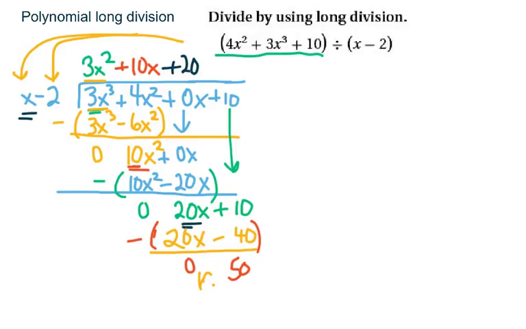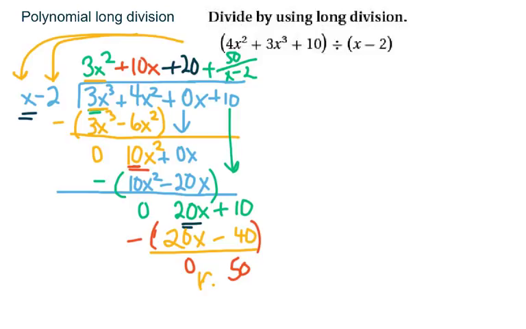And what that looks like over here is plus, our remainder is 50, and it's 50 over x minus 2. Our quotient then is 3x squared plus 10x plus 20 plus 50 over x minus 2. The remainder goes on top of the divisor as a fraction. Okay, so that is polynomial long division.